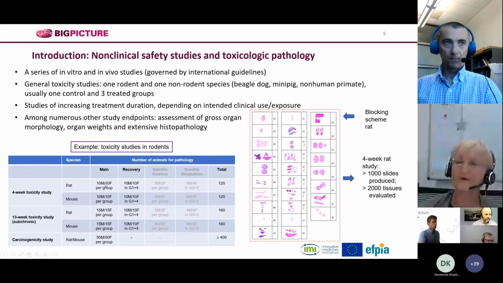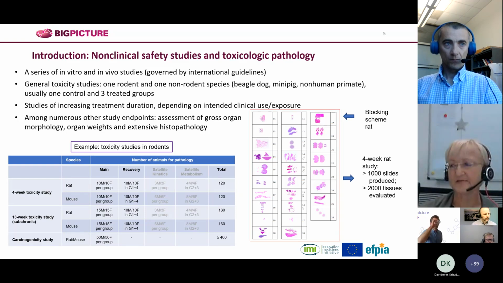Very briefly so, our studies are ruled by international guidelines. So there are laws which tell us which types of studies have to be conducted for which type of use in humans. Generally, studies have to be performed in one rodent species and one non-rodent species. Non-rodent species can be beagle dog or mini pig or non-human primate, according to which species suits best for a given compound. Usually, such studies contain one control group that is treated with the vehicle only and 3 treated groups with increasing dosages.